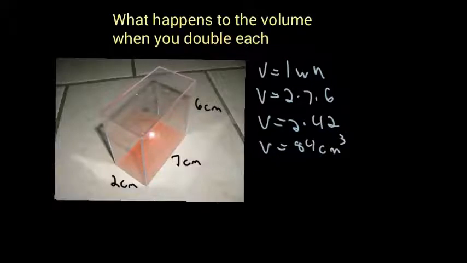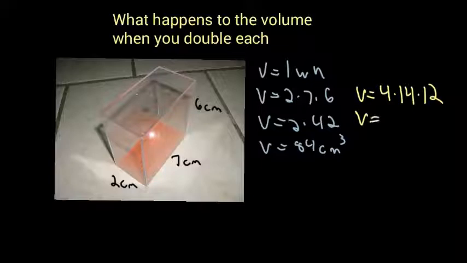So let's see what happens when we double each one of those measurements. So the 2 I'm going to double to 4. So volume is going to equal 4 times 7 doubled is 14, and 6 doubled is 12. So now I have 4 times 14 times 12. So there's no real easy way to do this. So we're just going to work out the 14 times 12 first.